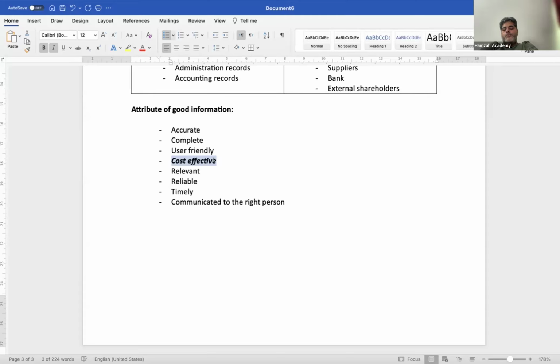Then, the next point is that the information has to be relevant as well. It has to be relevant as well. One of the crucial and important points over here: if the information is not relevant, then there's no point of having the information over here.